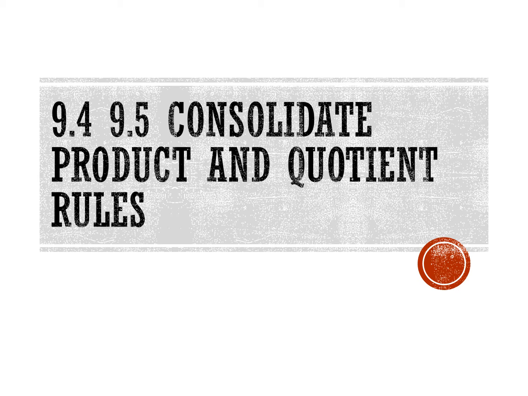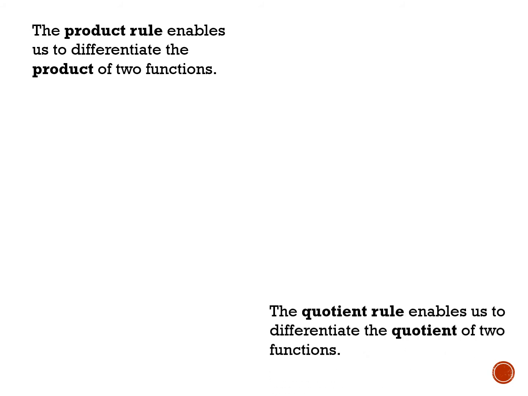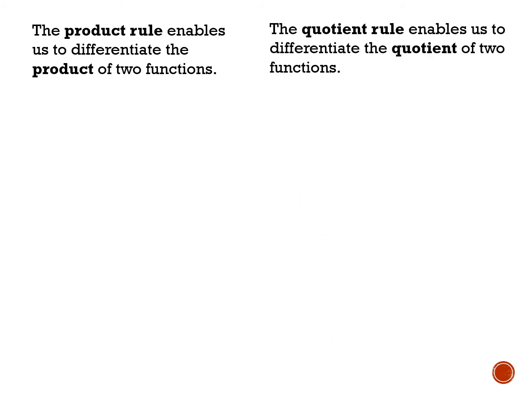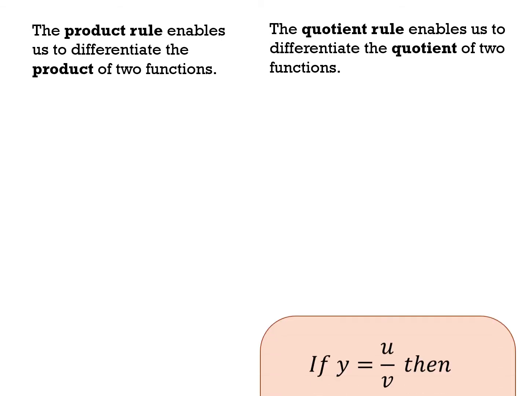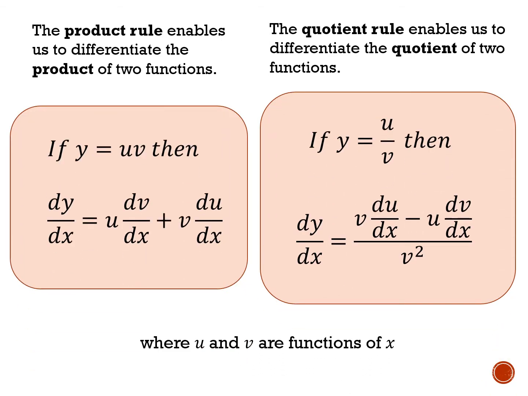Okay, let's remind ourselves of the product rule and the quotient rule. The product rule enables us to differentiate the product of two functions, so that's two things multiplied together, and the quotient rule enables us to differentiate the quotient, or two things divided by each other. I've got them the wrong way round, but never mind. There we go. So let's bring them up there.